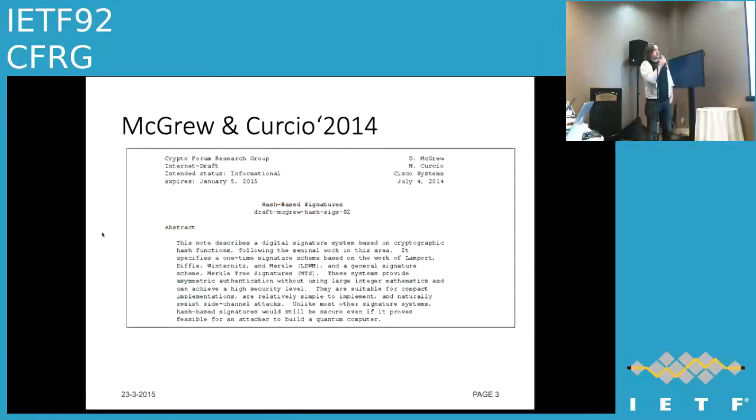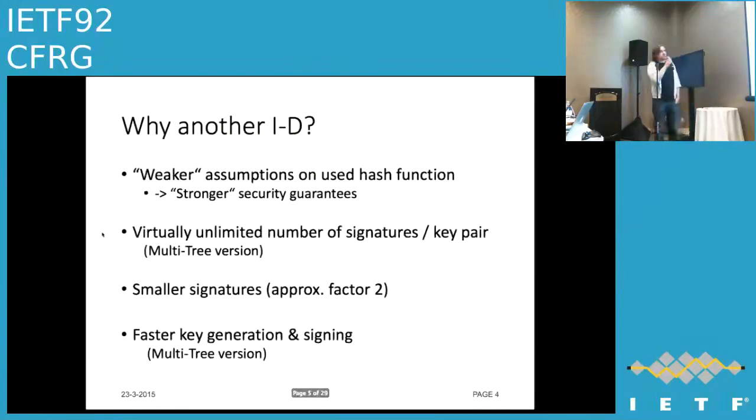Next. So there is a first draft by McGrew and Curcio, I think from last year, on hash-based signatures, which specified a scheme developed by Merkle in the 70s. Next. So why another internet draft?